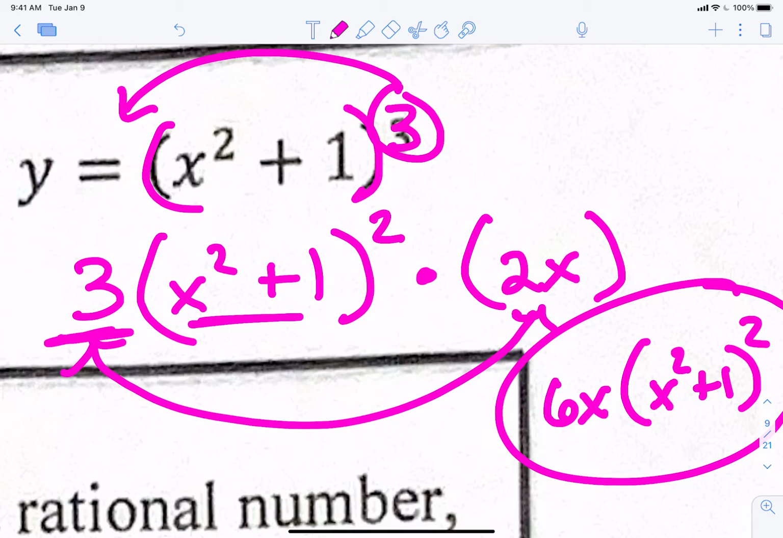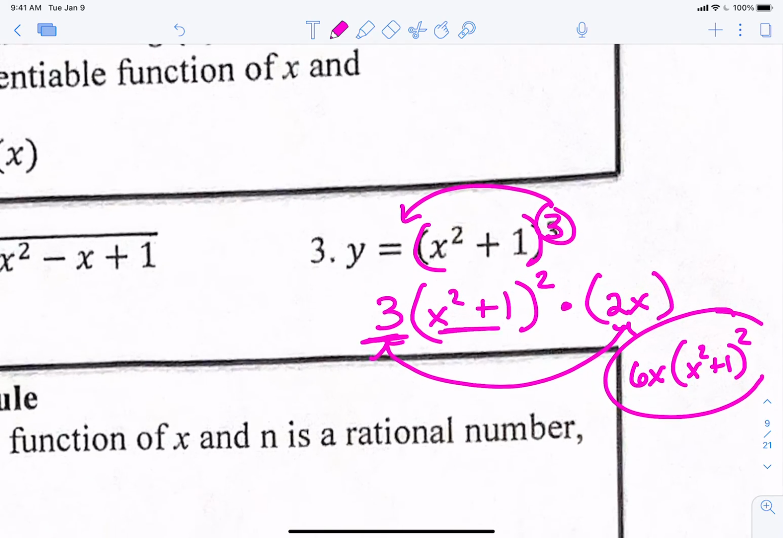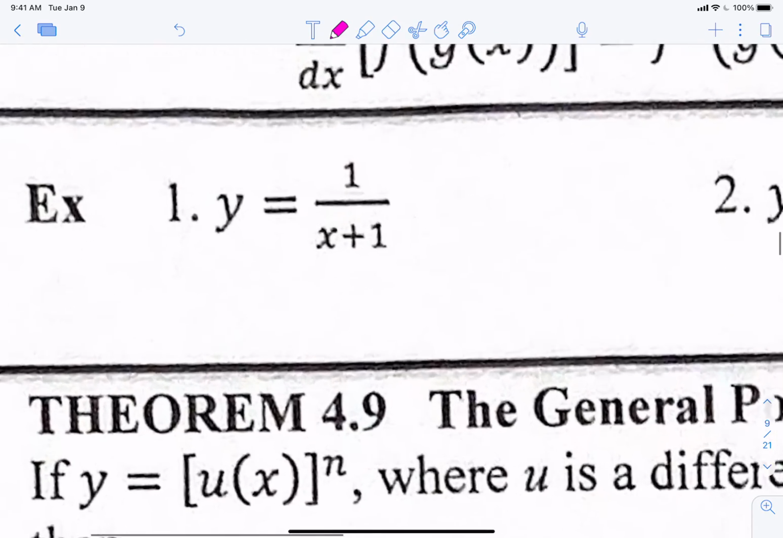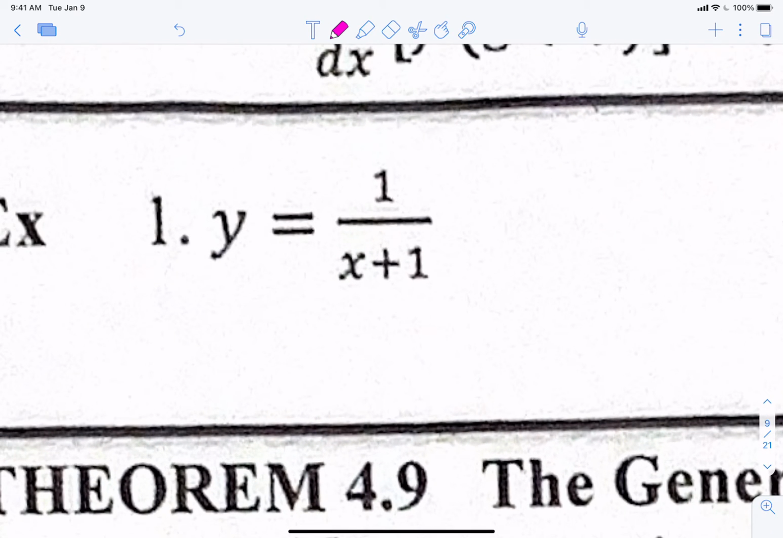Wait. Yeah? You should do one with a negative. This one right here. So number 1. Go back to number 1 now. No. Okay? Turn it off.